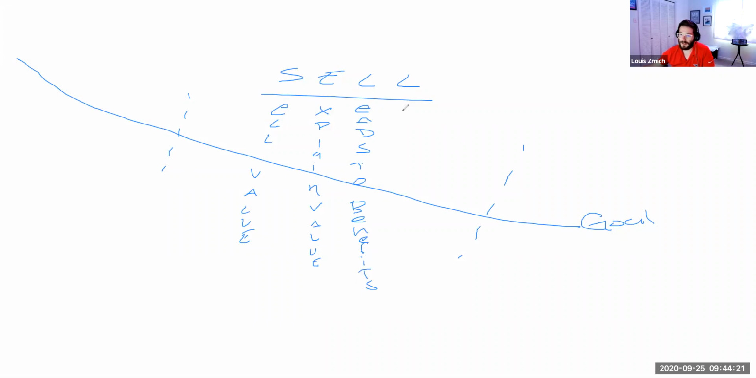And then this also lets co-creation happen. So we sell value, explain value. That leads to benefits for the customer, which then lets the customer co-create value with you. And that's why SPIN is so powerful.